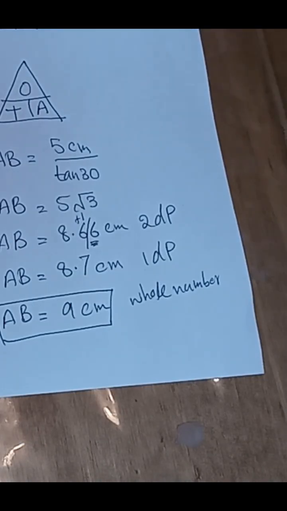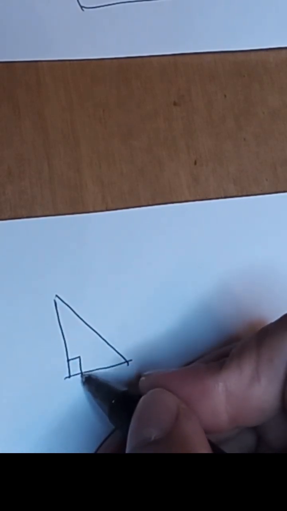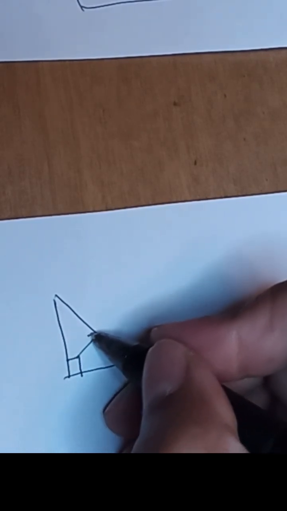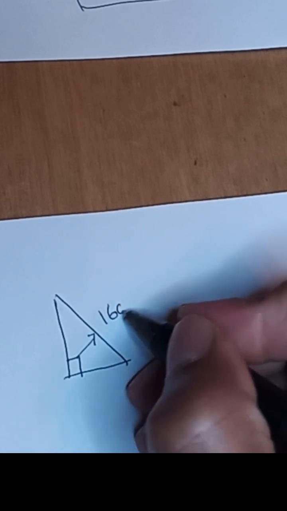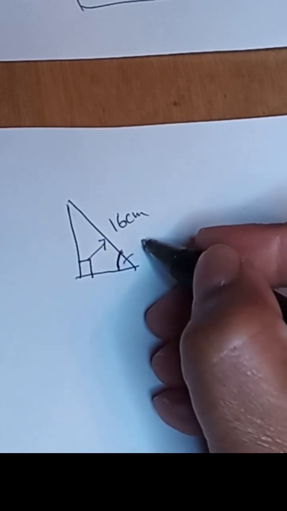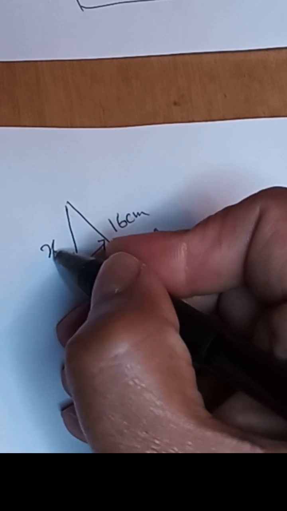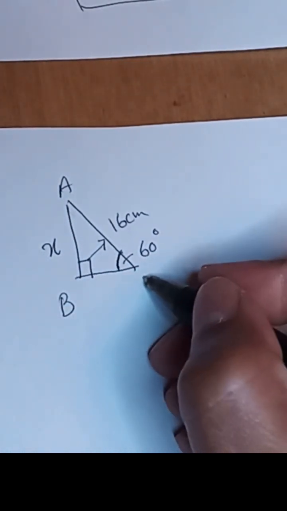Okay, now we're going to start another example. Let's look at another question. So we have our triangle like this. This is another right angle triangle, and the hypotenuse side is 16 centimeter, and we have this angle given, let's say 60 degrees, and we need to find out this length. This is the right angle triangle ABC.